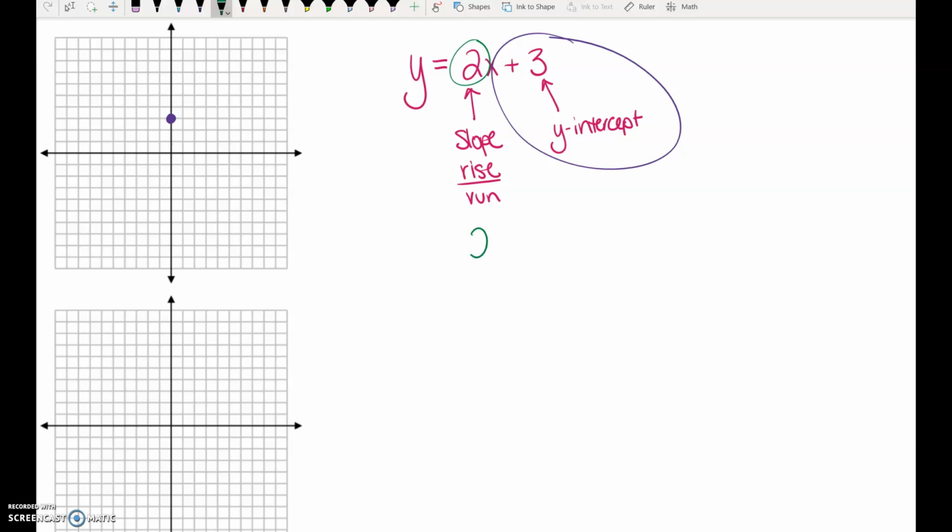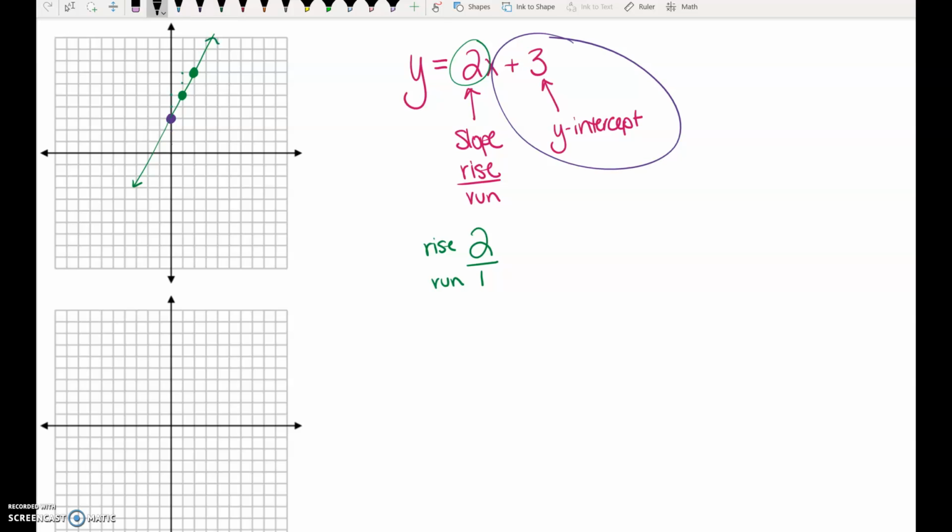A slope of 2, turn that into a fraction by putting it over 1. Any number can be made into a fraction by putting it over 1. So 2 over 1 means you rise 2 and you run 1. So from this starting point, we rise 2, run 1. Rise 2, run 1, and then that would be our line.